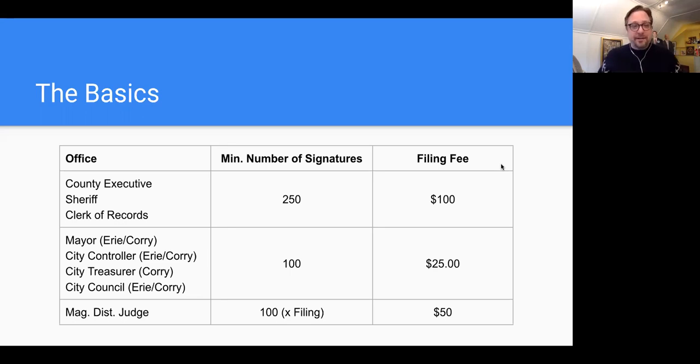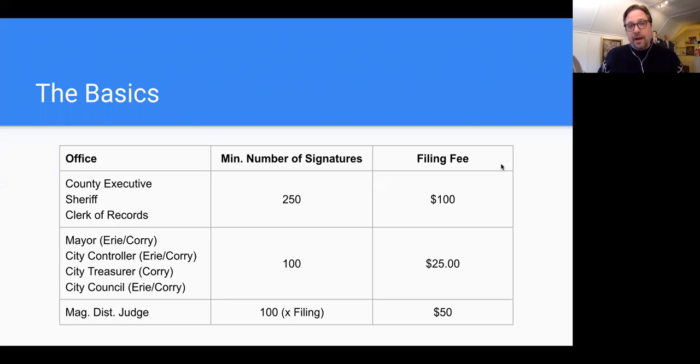So let's get into the nitty gritty here. If you're running for one of our executive offices in Erie County, county executive, county sheriff, or the clerk of record, since these are county-wide seats, you will need a minimum of 250 signatures. You will need to collect a minimum of 250 signatures from Democrats only on petitions circulated by Democrats. Once you've collected those signatures and you're all ready to file, you will need a $100 filing fee to submit those petitions.